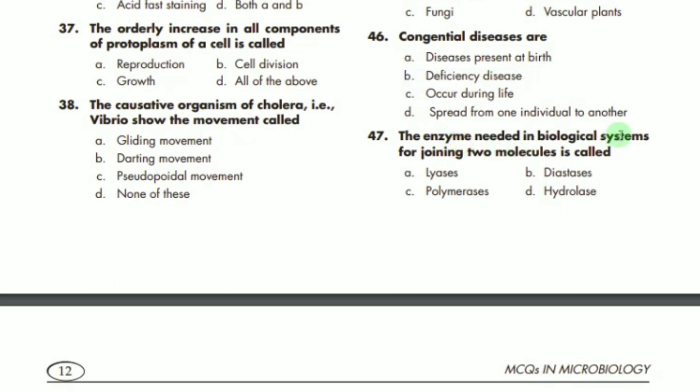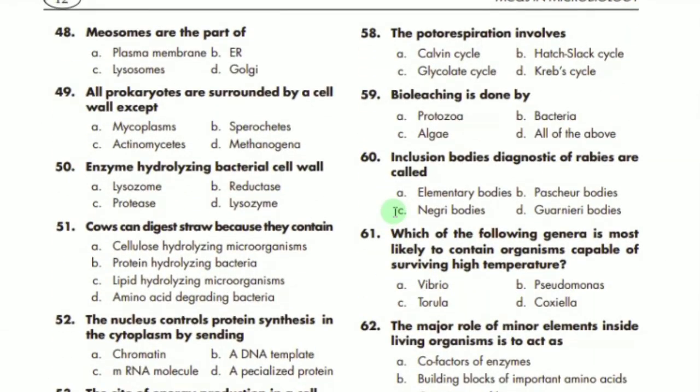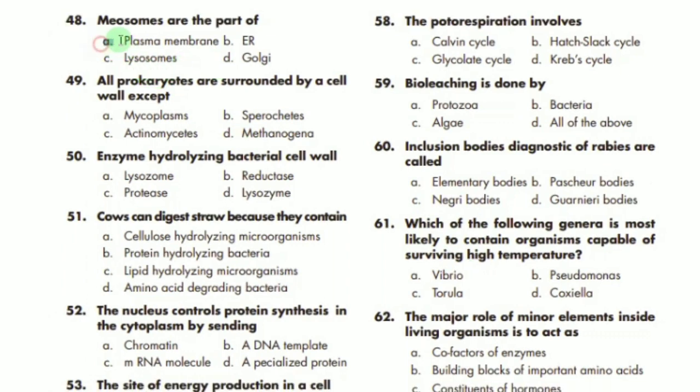MCQ 47: the enzyme needed in a biological system for joining two molecules is called, we call that ligase. A is the correct option. MCQ 48 says that mesosomes are the part of what? Mesosomes are the part of the plasma membrane. So A is the correct option.